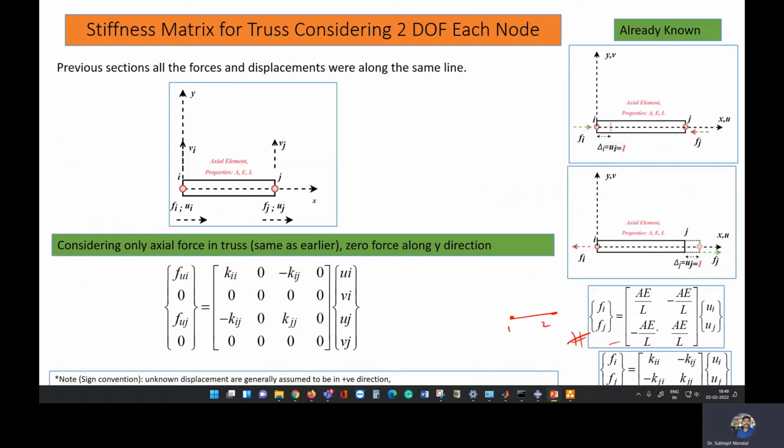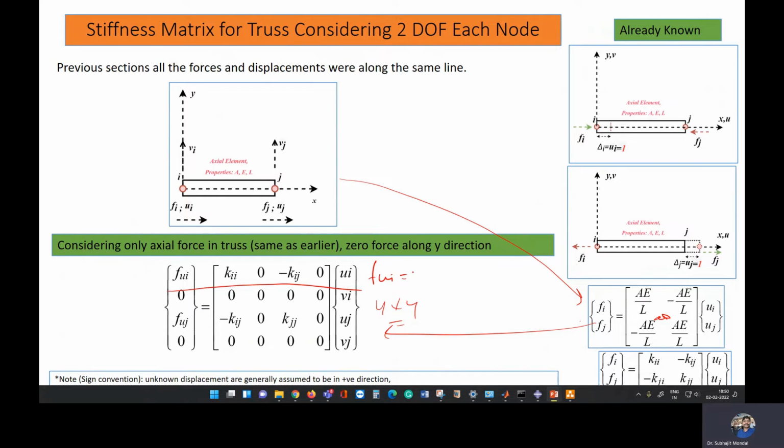Now if you consider 2 degrees of freedom at each node, 1 degree corresponds to Ui, and another is along Vi. Similarly here along Uj, here will be Vj. So we can have a 4 by 4 matrix, and we can write the same problem. We initially obtained this matrix and we can write the same matrix in a 4 by 4 size, a bigger size. So here you can see again we are obtaining the same value here.